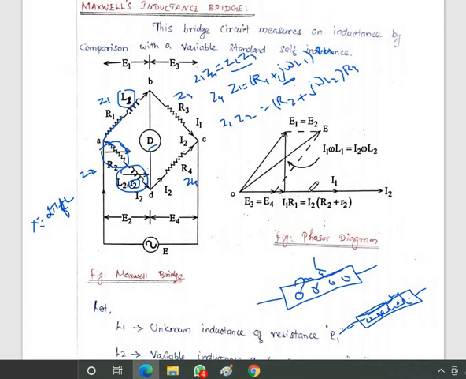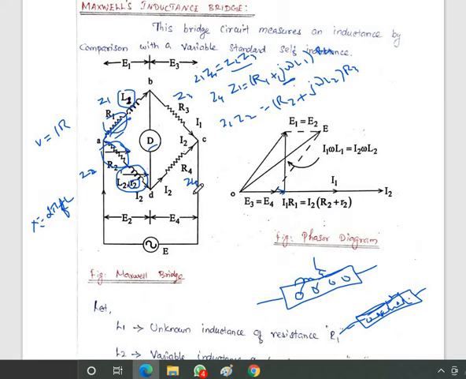First the current goes through the resistance. According to Ohm's law, V equals I into R. Here the I1 current flows, and R1 resistance is there, so the voltage is I1 into R1. It is also in phase with current I1.